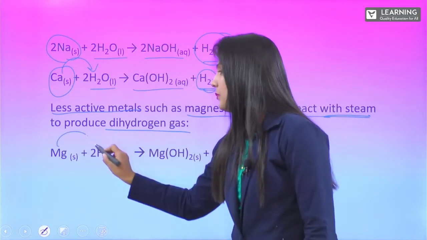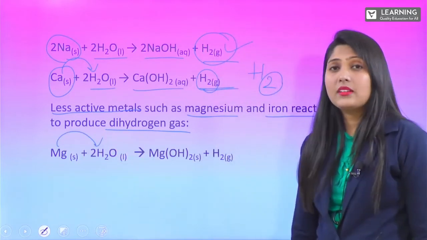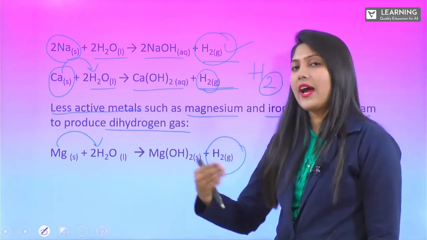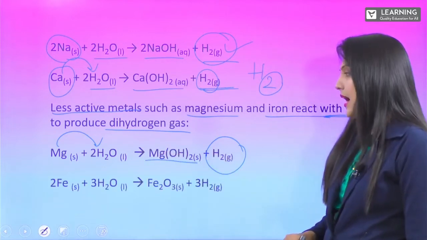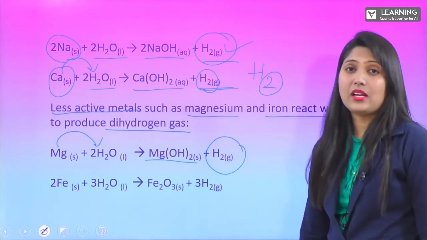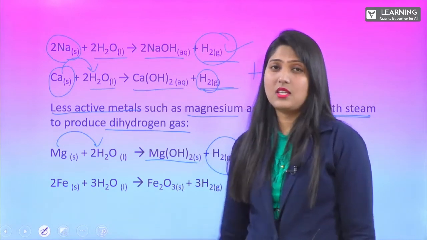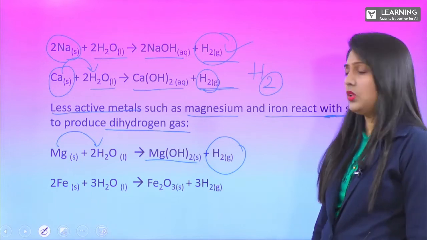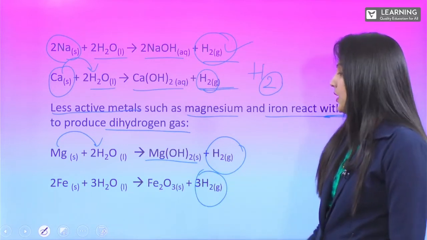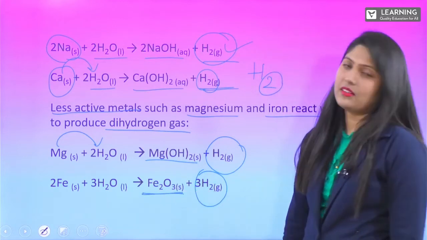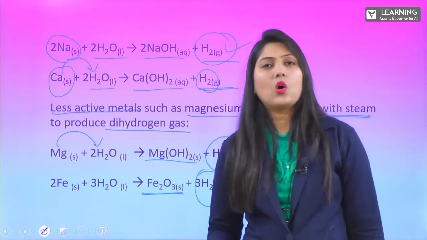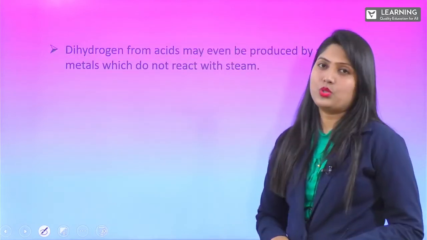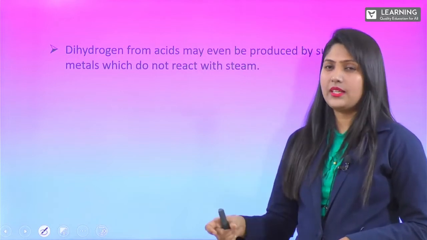So when magnesium reacts with steam, we get the hydrogen which is removed, or the displacement of hydrogen takes place, forming magnesium hydroxide. Even the same reaction happens with iron. Iron reacts with the steam to give iron oxide and we get water molecule, hydrogen molecule. Here you need to remember, students, it is not iron hydroxide, it is iron oxide. Got it? Good.